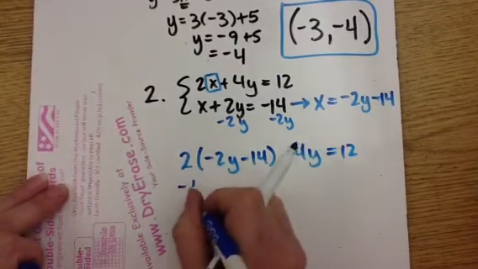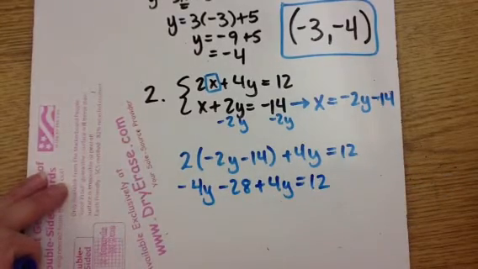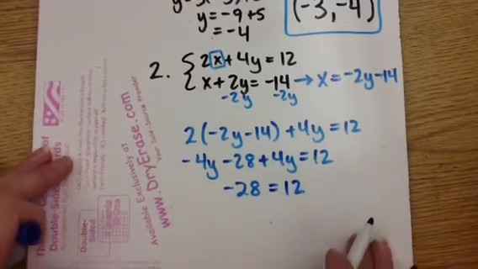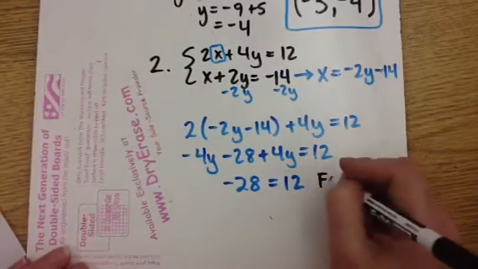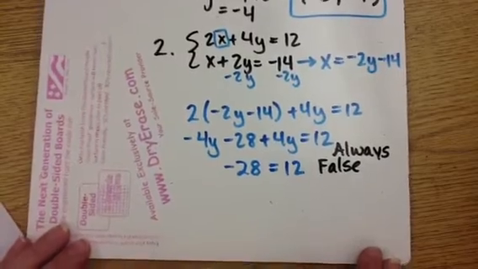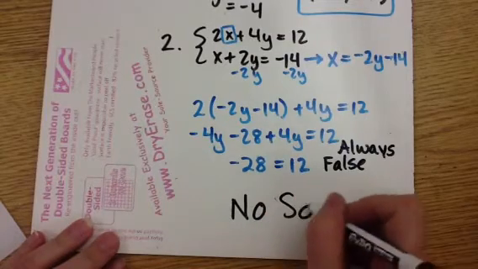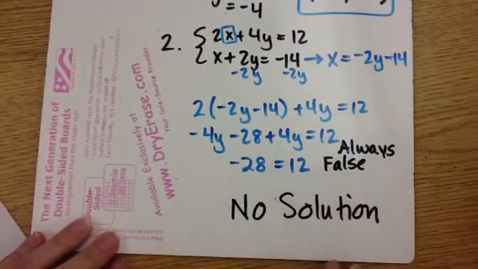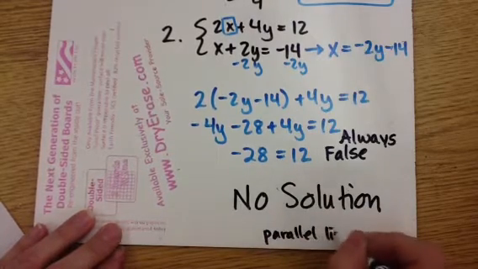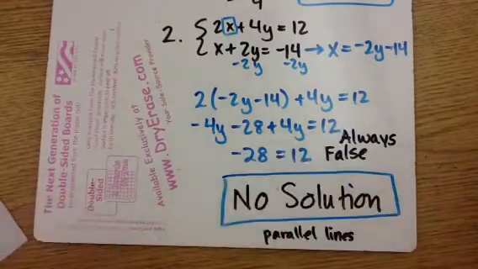Distribute that 2, I get negative 4y minus 28 plus 4y equals 12. Combining like terms, I get negative 28 equals 12. Now this equation is a false equation all the time. This is always false. When we get an equation that is always false in solving systems of equations, that means the system has no solution. And if we were to graph them, we would have parallel lines. But the answer to the question, what's the solution to the system, is that there's no solution.